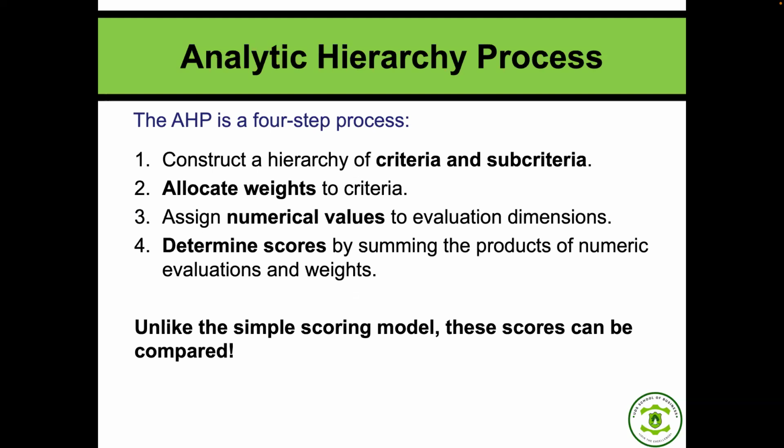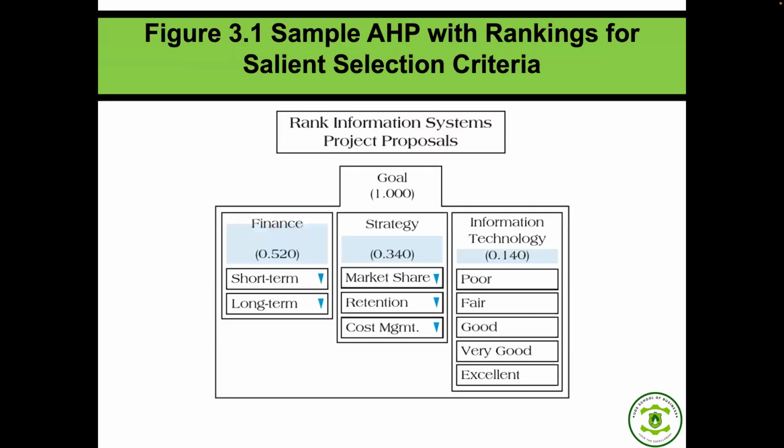Then we also have the analytic hierarchy process, which is a 4-step process. Here, basically, this one presents a more sophisticated approach. We'll construct a hierarchy of criteria and sub-criteria. Similarly, we'll also allocate weights, assign numerical values to evaluation dimensions, and determine scores by something very, very similar. It works like this. Typical example.